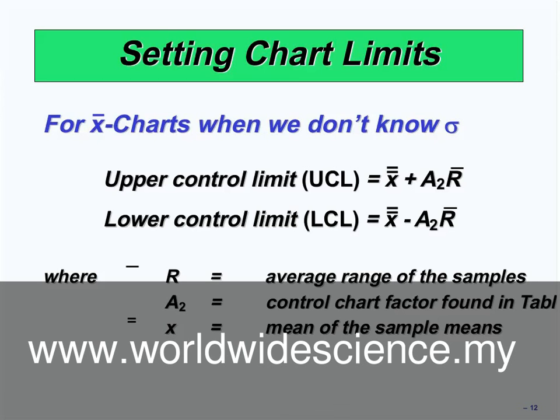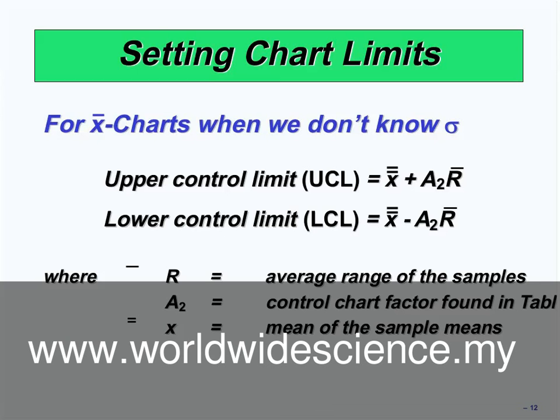the X bar chart. The formula is the same: X bar plus A2 R bar for calculating the upper control limit, and X bar minus A2 R bar for the lower control limit. R bar is the average range of the samples. A2 is a control chart factor found in a table. I show you the table. There is a standard table that can be used by all operation managers. And X bar is the mean of the sample means.